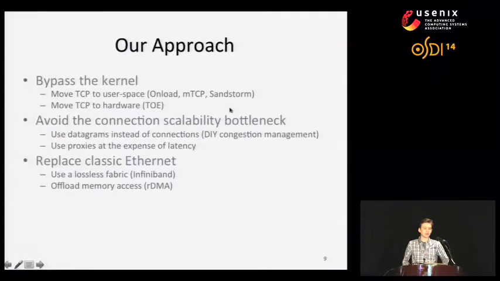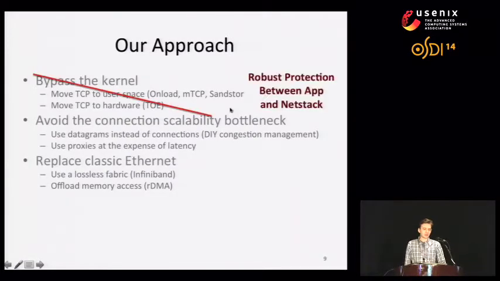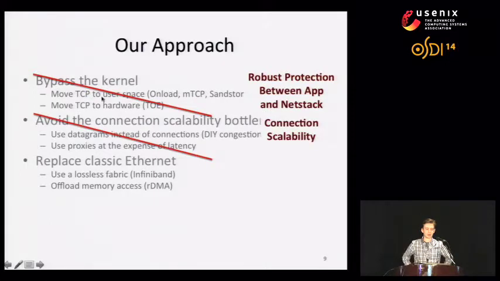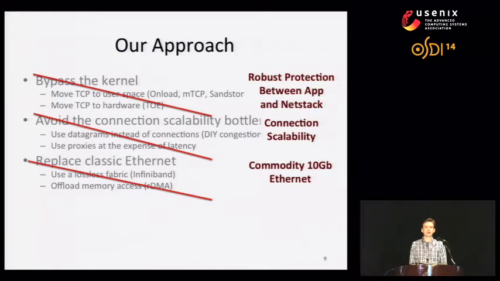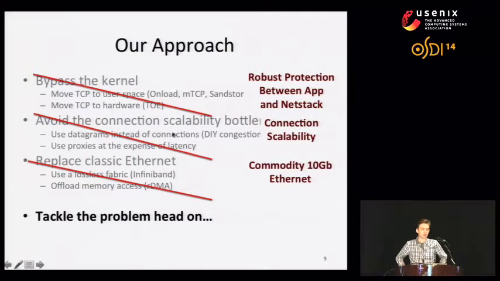With IX, we want to take a very different approach. So we're not going to bypass the kernel. We want to have robust protection between the application and the kernel, so we need that protection boundary. We're not going to avoid connection scalability. We're just going to use TCP, and we're going to architect the system in a way that it scales to a large number of connections. And we're not going to replace Ethernet. We're just going to try to be compatible with commodity 10 gigabit Ethernet, off-the-shelf NICs. And so really, we're going to see if we can tackle the problem head-on by building better systems software.